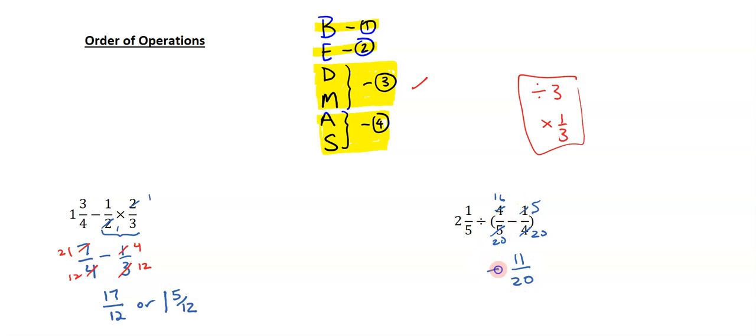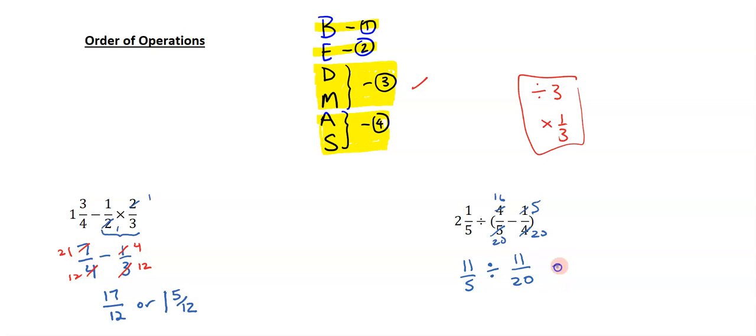I'm going to bring down my division sign. Order matters, so you have to bring it down in the same order. Since I have to change this to improper in order to divide, I'm going to do that while I'm bringing it down. Save myself some time. 2 groups of 5 is 10. 10 plus 1 is 11. So now I have 2 1/5, or 11/5, divided by the answer to that bracket.